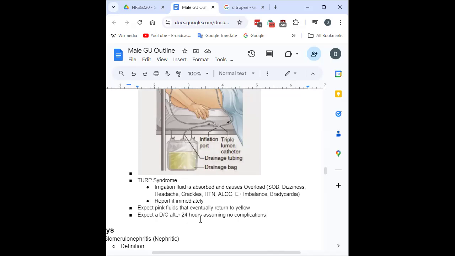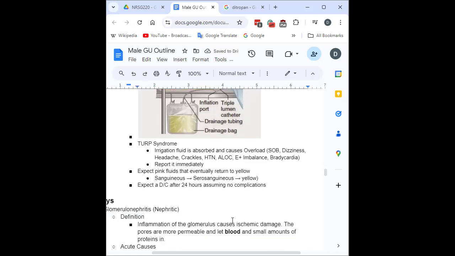And within those 24 hours, you're obviously going to be checking that your output is going from sanguineous to serosanguineous to yellow, essentially. And then thankfully we have technology, so I can fix my spelling. Guess that's how you're supposed to do this.